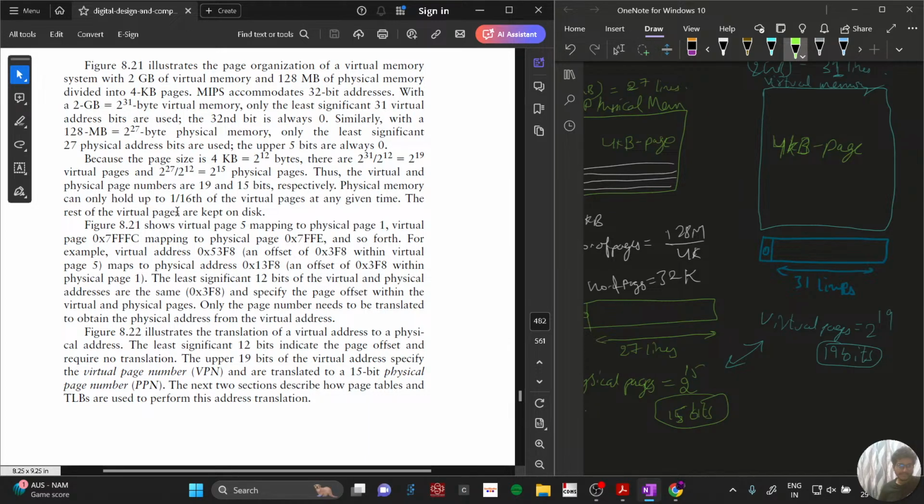Physical memory can hold up to 1/16th of virtual pages at any given time. There are 2 power 19 pages and 2 power 15 pages respectively. So physical memory can have 2 power 15 pages at any given point of time. If we relate that with virtual pages, it will be 1/16th. The rest of the virtual pages are kept on disk. Okay, fine.